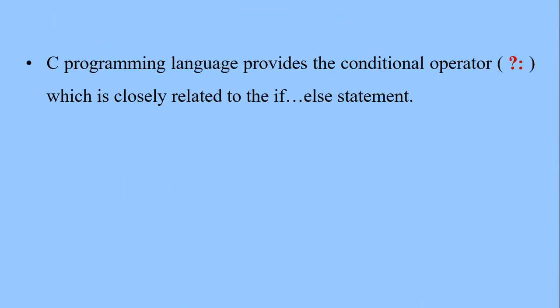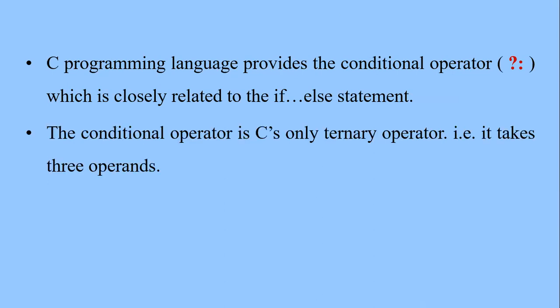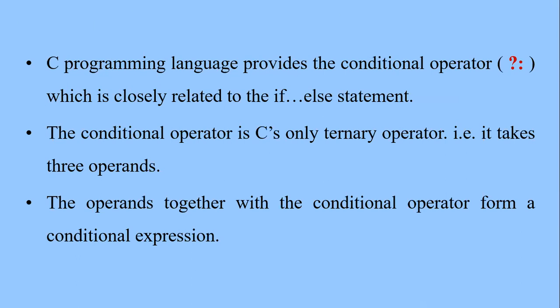The C programming language provides the conditional operator, which is closely related to the if-else statement. The conditional operator is C's only ternary operator. That is, it takes 3 operands. The operands together with the conditional operator form a conditional expression.